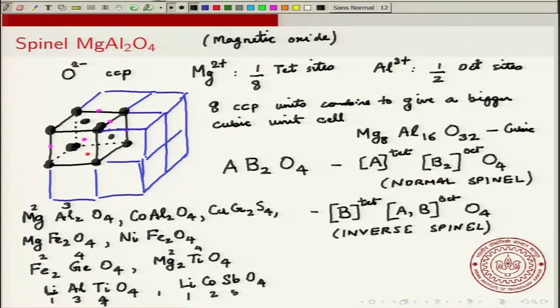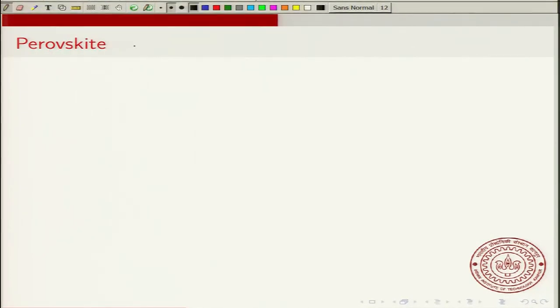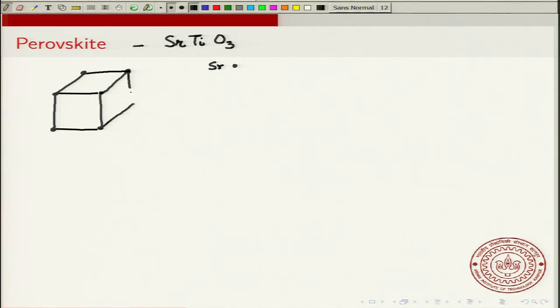The next structure that I want to talk about is the perovskite structure, and the typical example of a perovskite is strontium titanate. Now the structure can be understood in the following way. You take strontium and form a simple cube. Let me color code this. I will say Sr is in black, so you form a simple cube of strontium atoms. And now what you do is you put the oxygen atoms at the face centers.